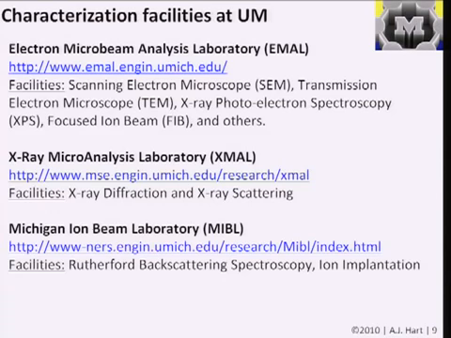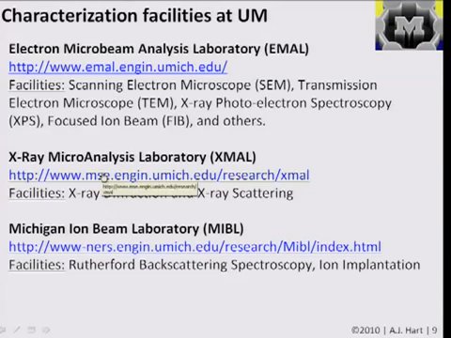And there are a number of facilities if you're interested in getting into work in characterization of materials on U of M's campus. These are all on North Campus, and for example, the EMAL or Electron Microbeam Analysis Lab has a whole bunch of electron microscopes, has an XPS machine, has a focused ion beam, which can be used to mill small samples. There is an X-ray lab, which is in the Gerstacker building just down the street, and there's also an ion beam lab. And these are just on North Campus.